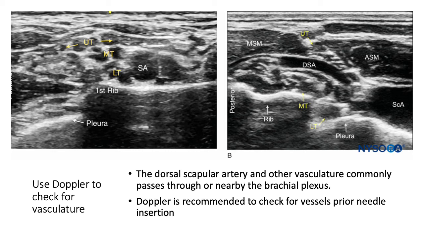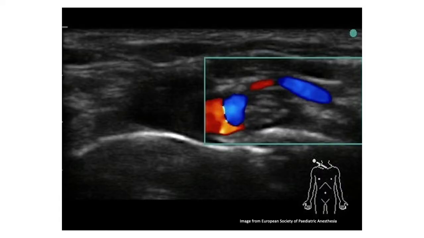Make small probe adjustments, tilting and sliding to optimize your image, and look for a window where there's not vasculature in the way. Here's an ultrasound image of the supraclavicular block with Doppler. You can see here that the Doppler is highlighting the dorsal scapular artery. You want to adjust your probe at this point and look for a window where this artery is not in your needle path.